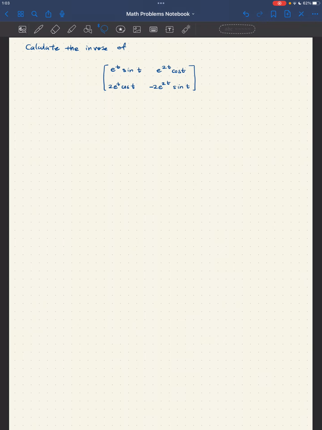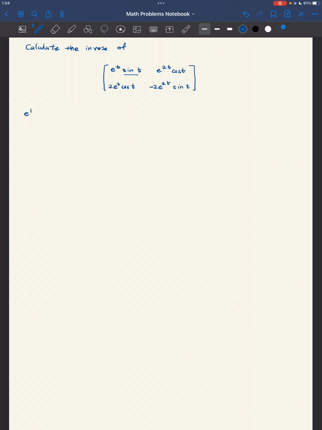So, to begin with, these are trigonometric entries. Here I have an exponent, and here I have a trigonometric function. So what I'm going to do, as in the standard procedure, is copy the entries and make an augmented matrix.